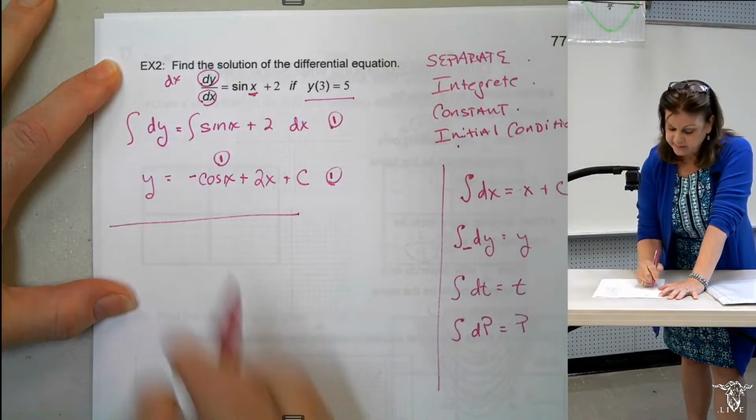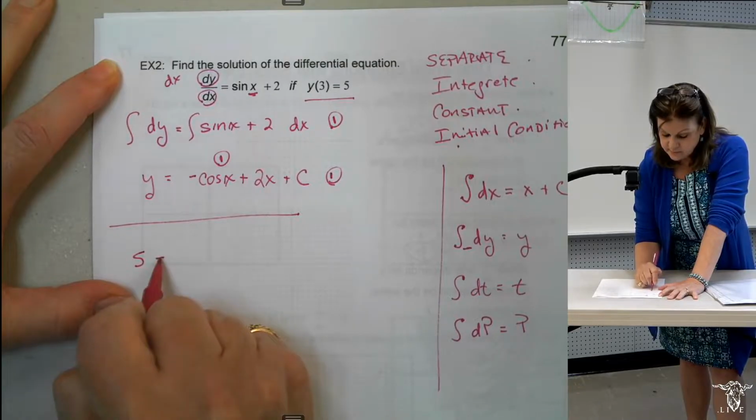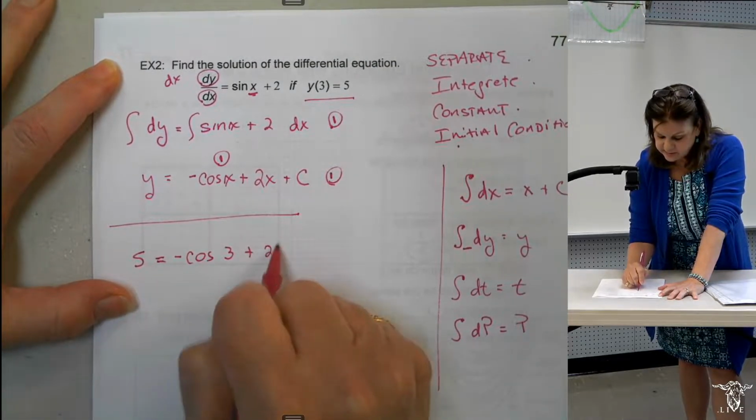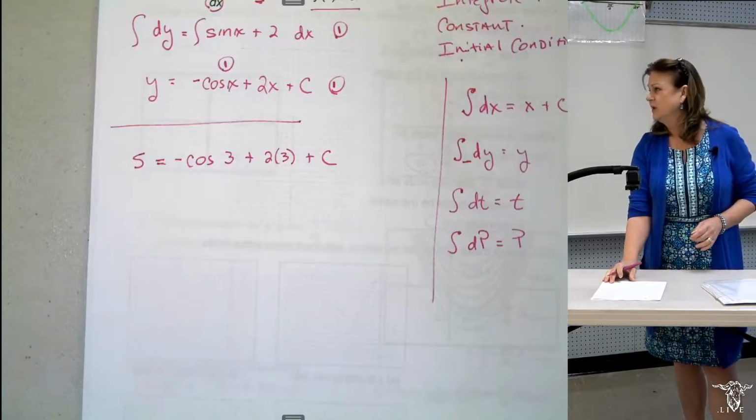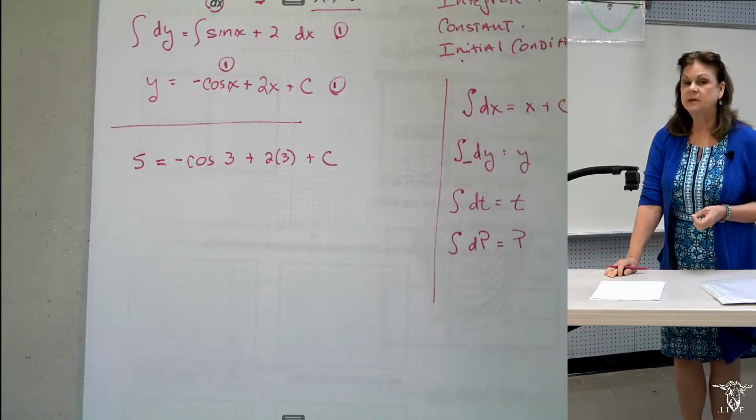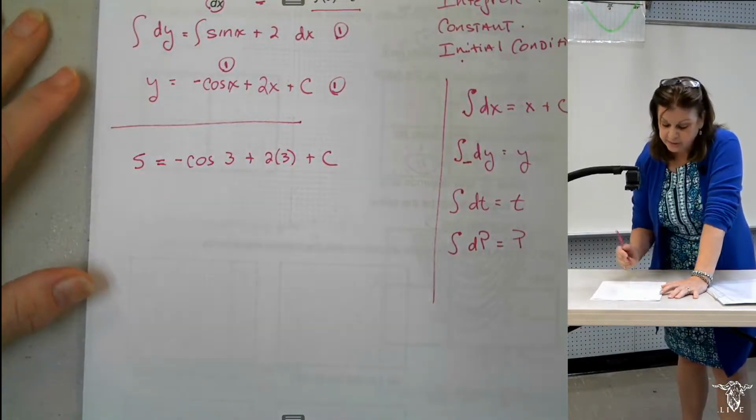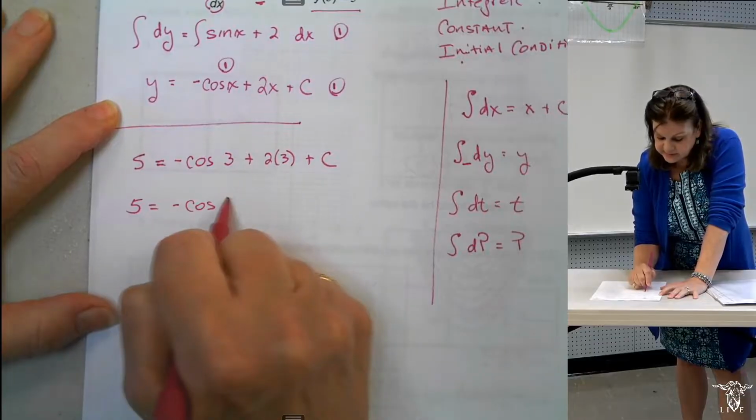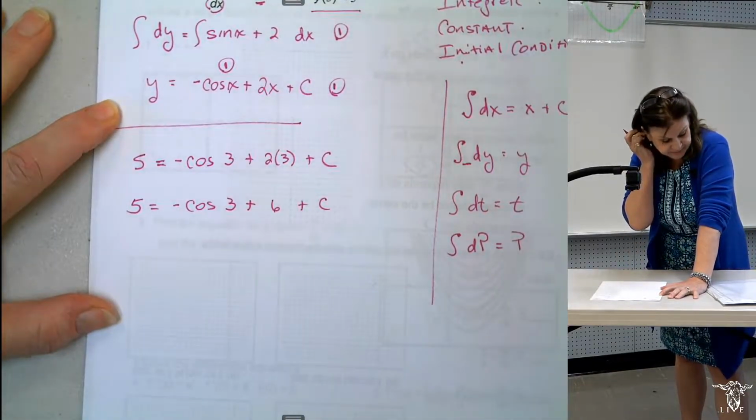So I'm going to plug in y is 5, negative cosine 3, 2 times 3 plus c. It's unlikely you're going to score a point for that, but what you're doing is trying to find out what this constant of integration is. So we have 5 equals negative cosine 3 plus 6 plus c.